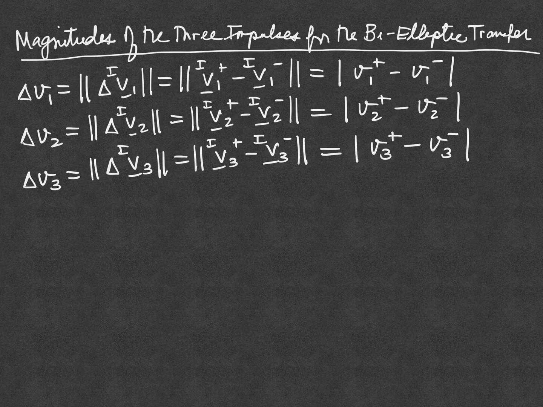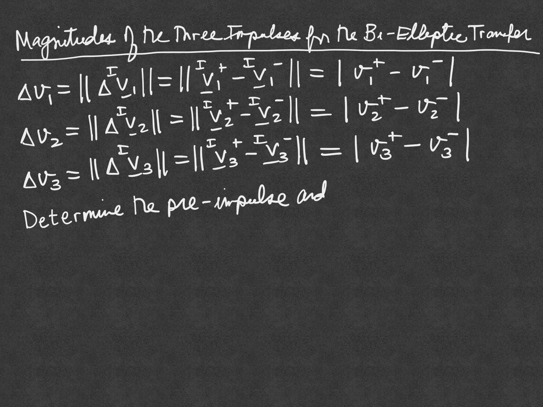But in order to be able to compute these magnitudes now, we have to determine these 6 values of speed: V1 minus I, V1 plus I, V2 minus I, V2 plus I, V3 minus I, and V3 plus I. So now let's figure all these out. So let's determine the pre-impulse and post-impulse speeds.